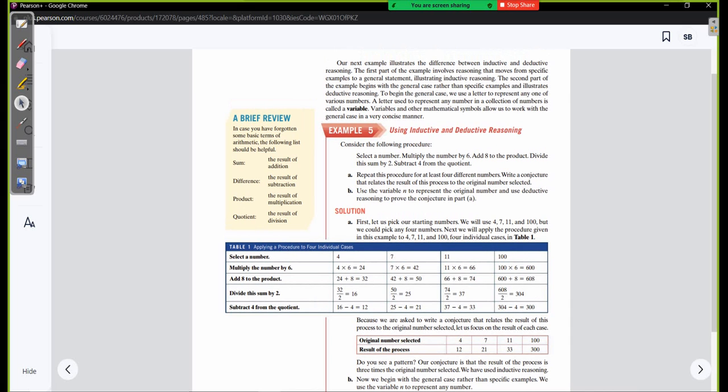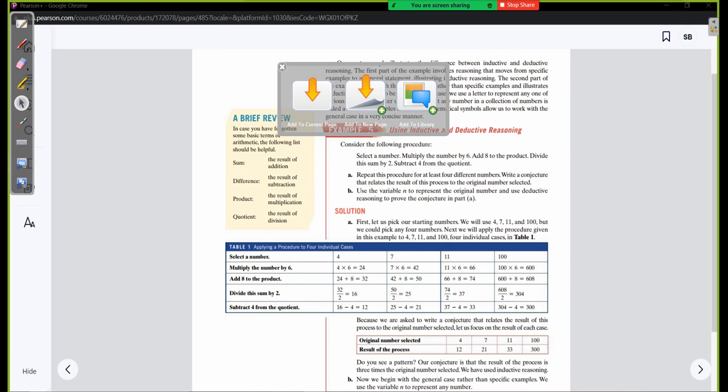Okay, let's snip this real quick before we talk about anything. So this reads, a brief review. Some of you may already be on top of this, but as we know, a sum is the result of addition. The difference is the result of subtraction. The product is the result of multiplication, and a quotient is the result of division.